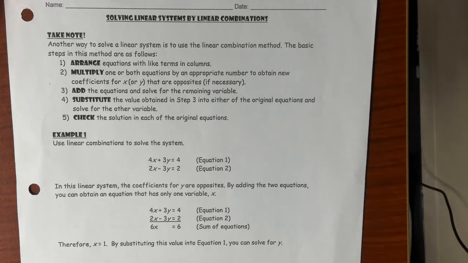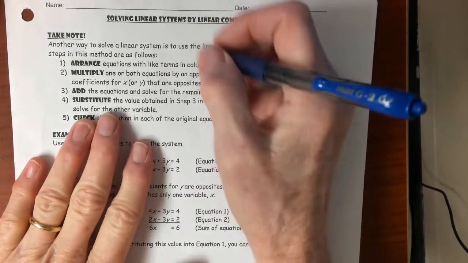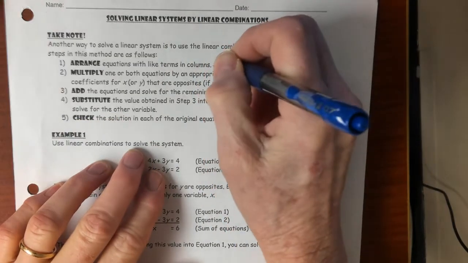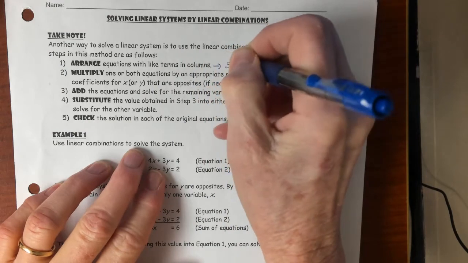Today we're going to look at another way to solve a system. This one here is called linear combination. Sometimes you'll even hear it called elimination. So here's the notes. Basically, step one, you arrange the equation with like terms in columns. Or sometimes I like to say, go ahead and put it in standard form.